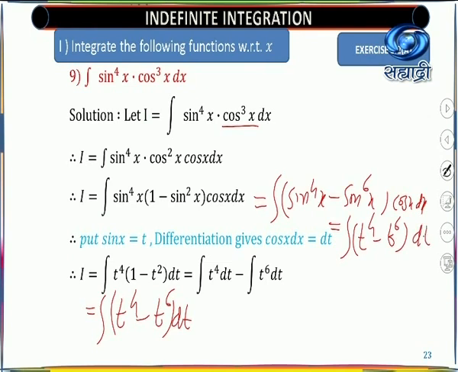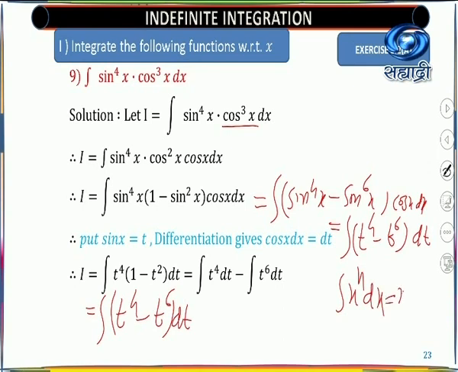By this method also you are able to solve. Either you multiply here and simplify, or you simplify and then multiply. One and the same thing. Now look at here, this is integral of t^4 dt minus integral of t^6 dt. We are using the formula x^n dx.